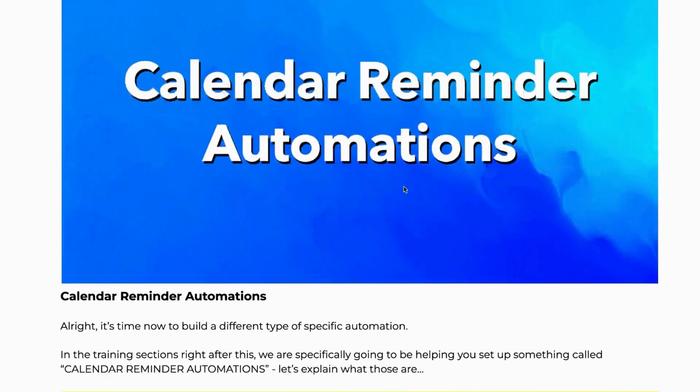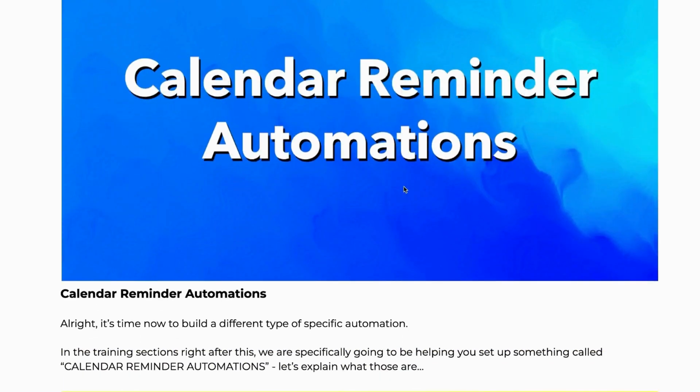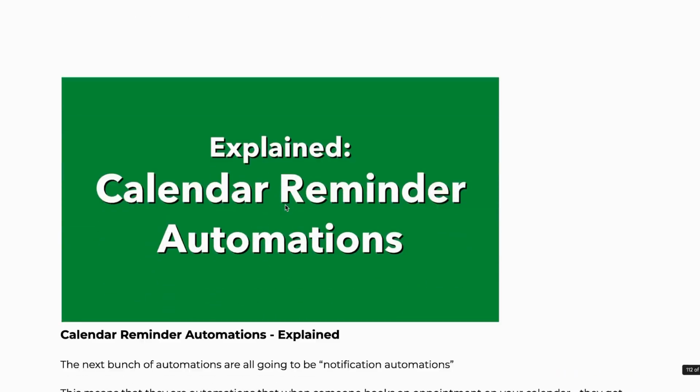So again, before, we already walked you through how to build a specific type of automation. This is going to be another type of automation that we're going to help you build. And this automation type is the calendar reminders automation type. So let's explain exactly what the calendar reminders automation type is.